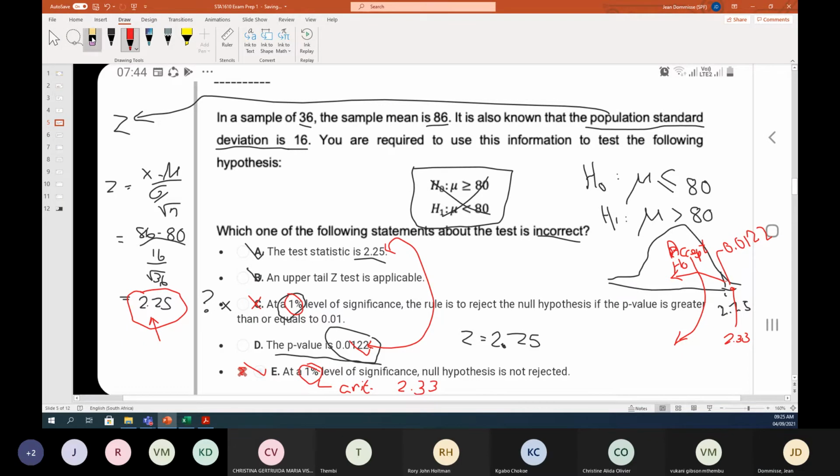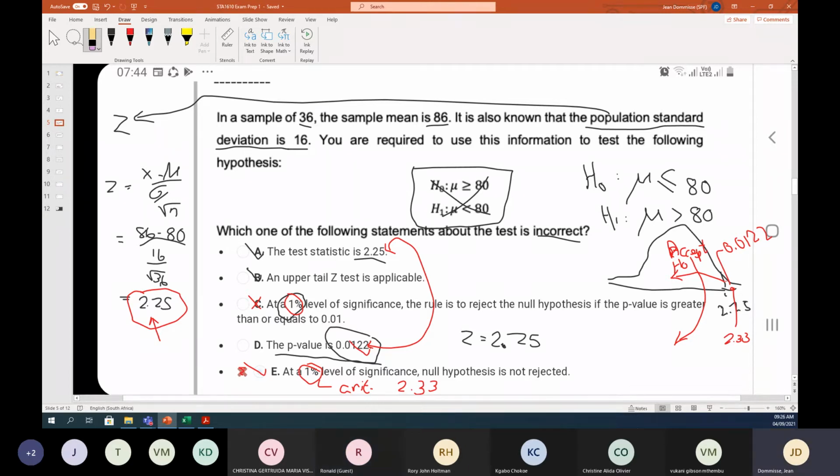Are you happy with that? Hi, Jean. Happy with that? I'm a bit confused because 2.33 is in the rejection area, and now we are accepting it. How is that?